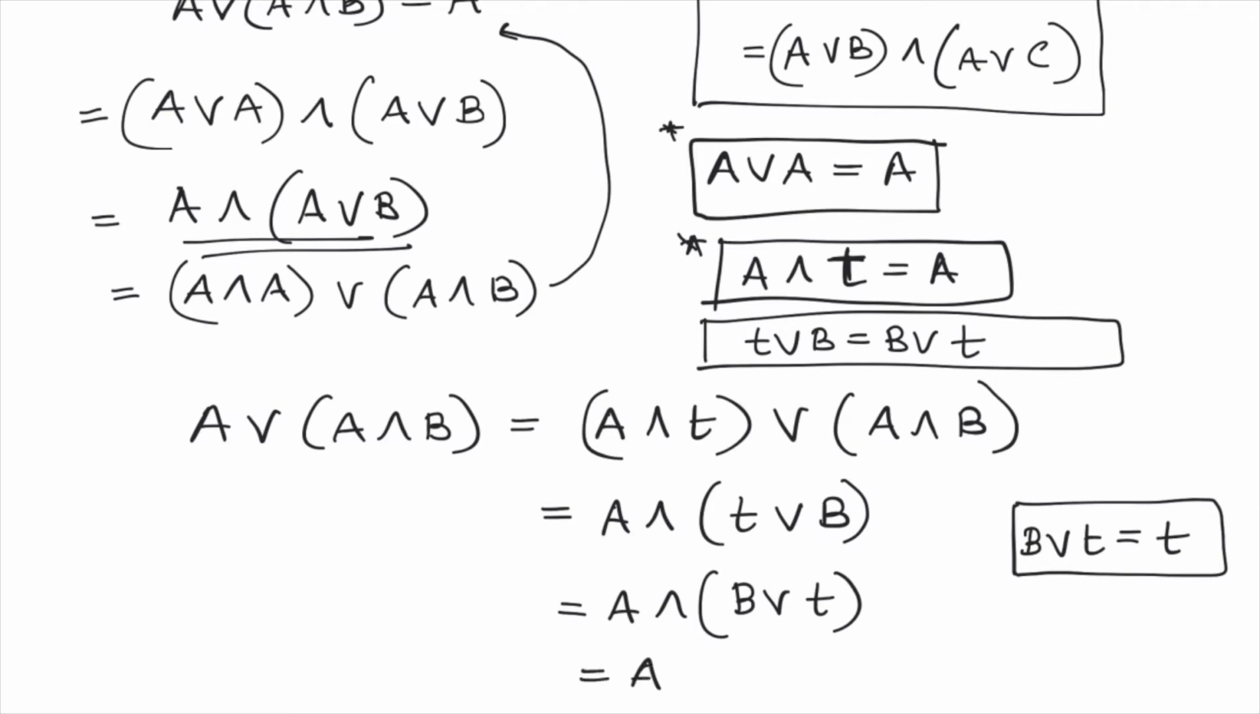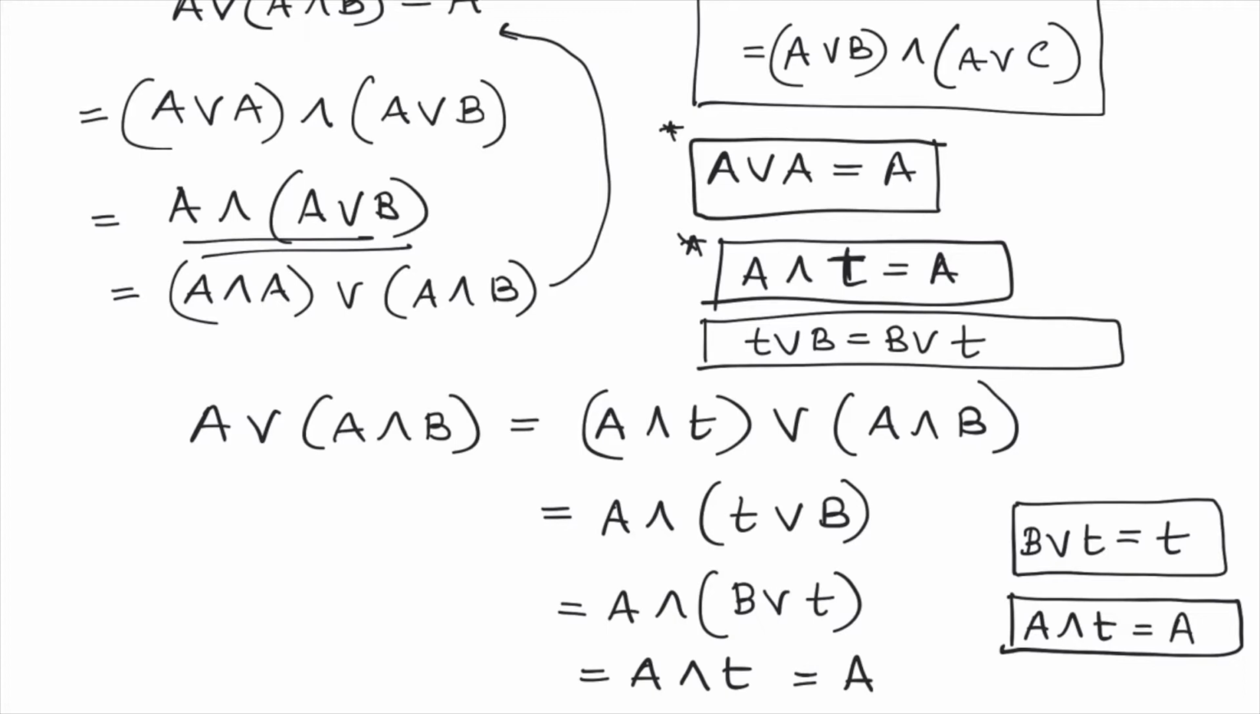And so we have A and T. Now what is A and T? A and T is again A using the identity law. So we have A. So we have seen several laws from mathematical logic here. This was a little tricky one, but we have arrived at the answer.